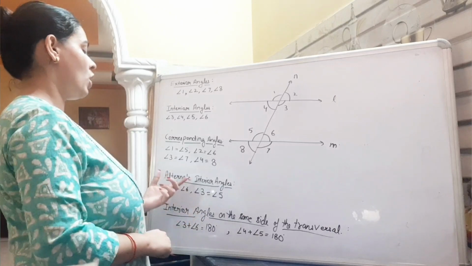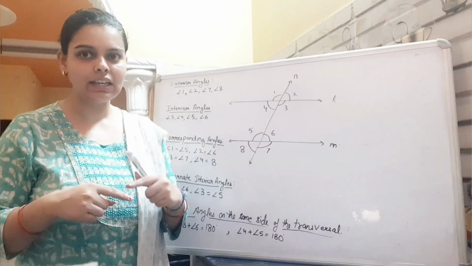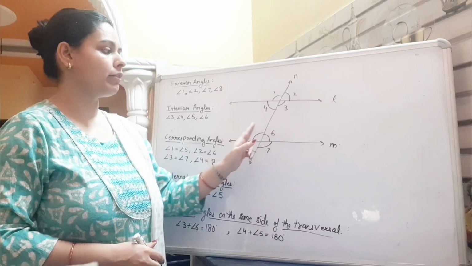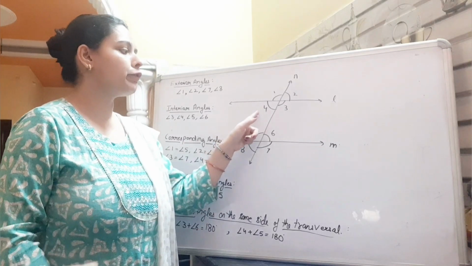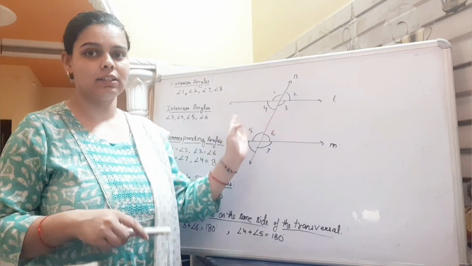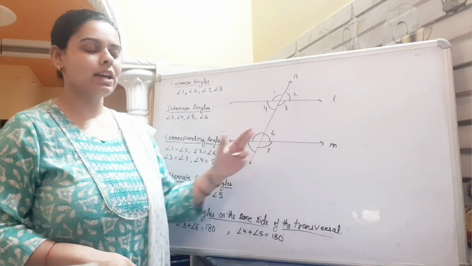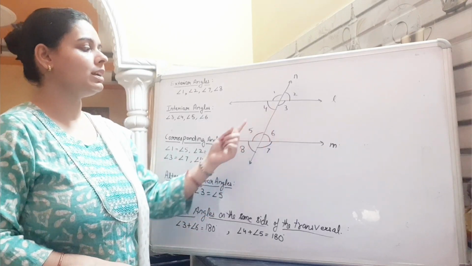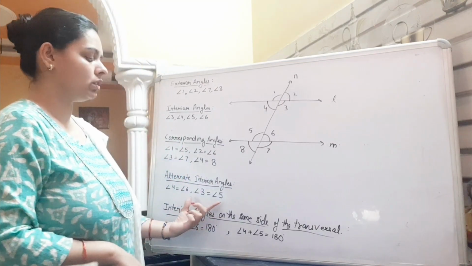Next one is alternate interior angles, which are on alternate sides but inside the parallel lines. Like 3, 4, 5 and 6, they are the interior angles, but on alternate sides. 4 and 6 are on opposite sides of the transversal and inside the two parallel lines, in the interior part. So 4 and 6 will be equal alternate interior angles. Likewise 3 and 5 are an alternate interior angle pair and they are equal to each other.